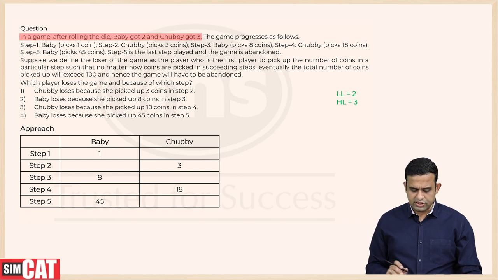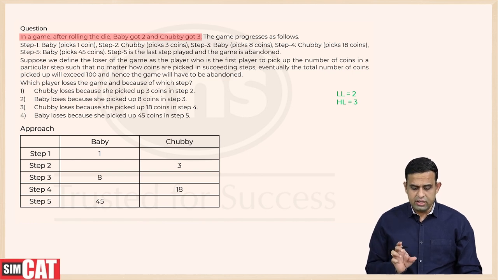Because one can understand that after step 5, the lowest number which can be picked by Chubby will be 45 into 2. That number has to be between 45 into LL and 45 into HL, and that number will become 90. If someone adds 1, 3, 8, 18, 45 and 90, the sum goes above 100 and the game is abandoned. Let's see what they are saying further.